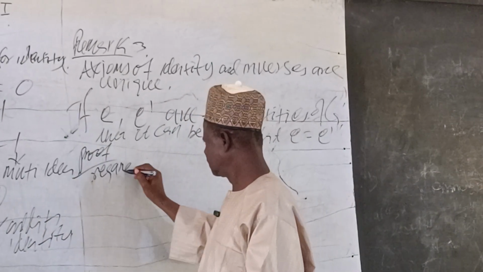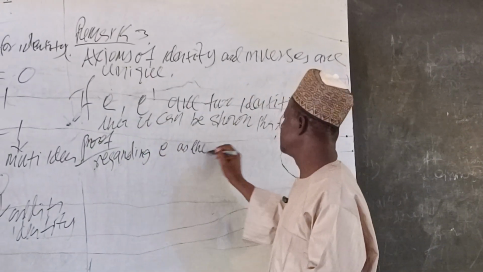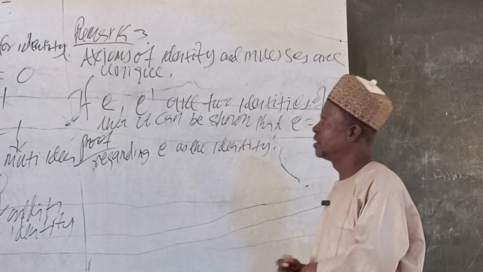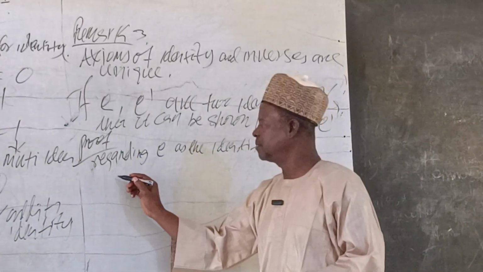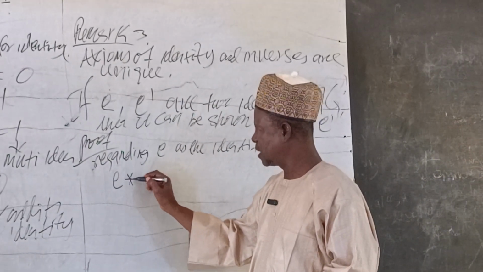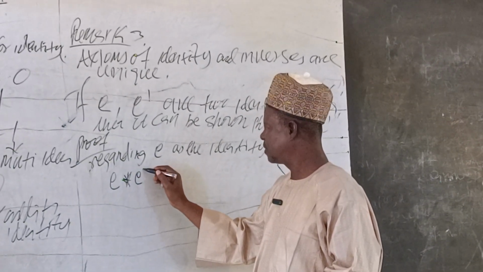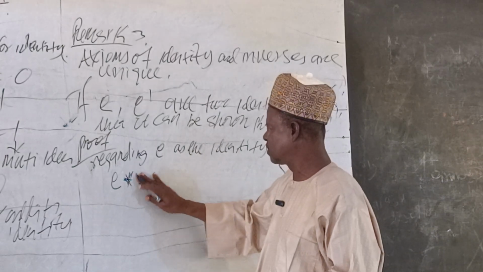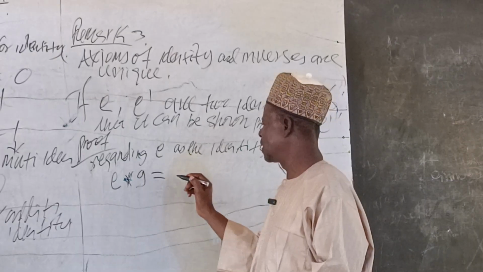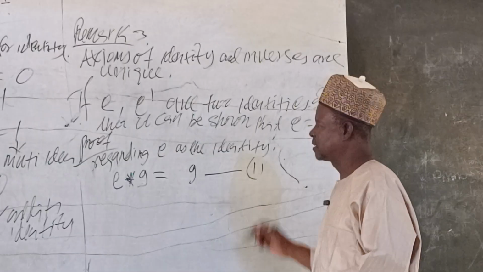Regarding E as the identity, okay, you are going to have what? E star G. Let me even use the group code. Element of the group G code is equal to what? G. This is question 1.